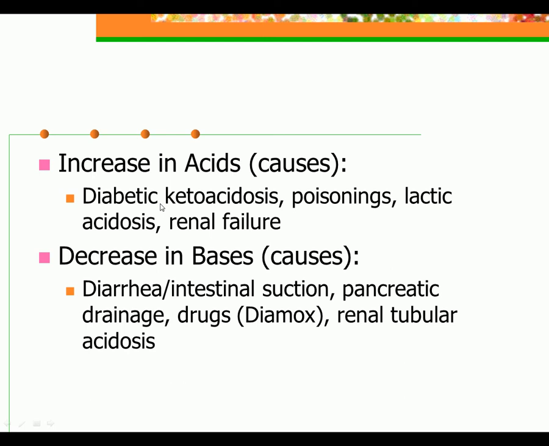Diabetic ketoacidosis, DKA. If glucose is unavailable for energy, the body uses fats. When you break down fats, they become ketones. Ketones are acids. Poisonings, for example, aspirin, alcohol. You break it down, it's acidic.